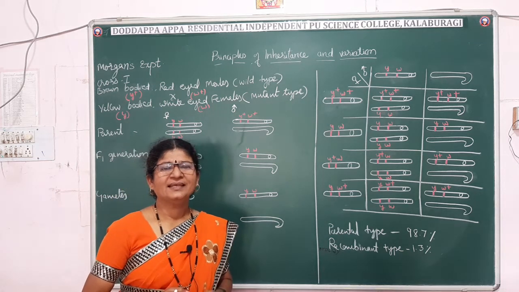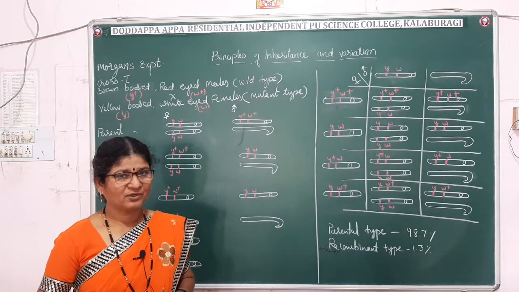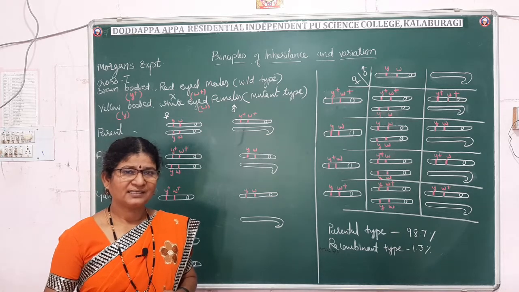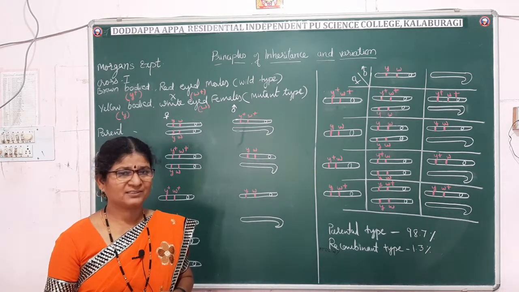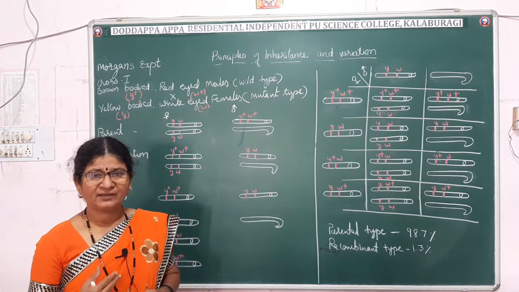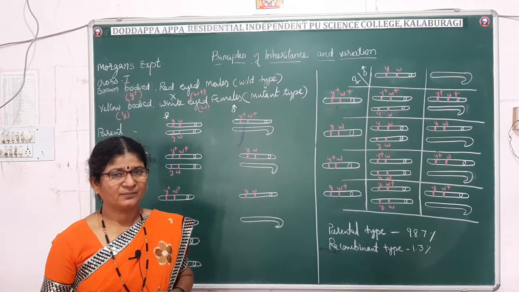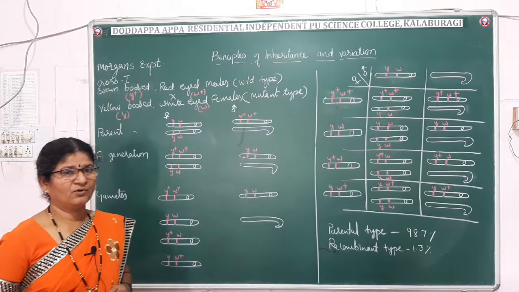Hello students. Yesterday we studied why Morgan selected Drosophila for his experiment, and I told you that all the monohybrid crosses he got were like the Mendelian ratio. When he performed the dihybrid cross, the ratio deviated from Mendel's normal ratio. Now let us see the dihybrid cross of Morgan.